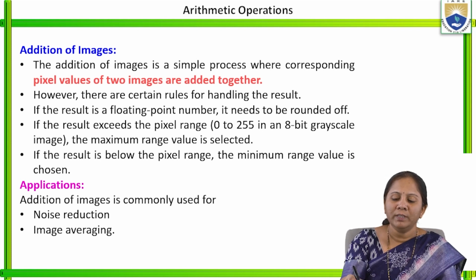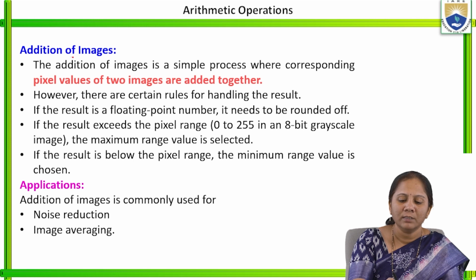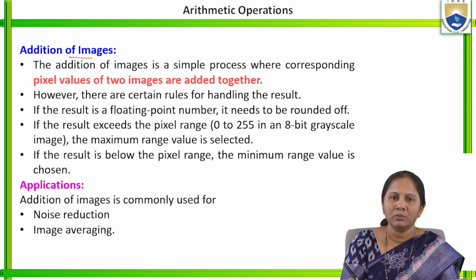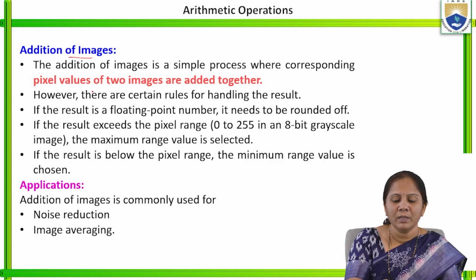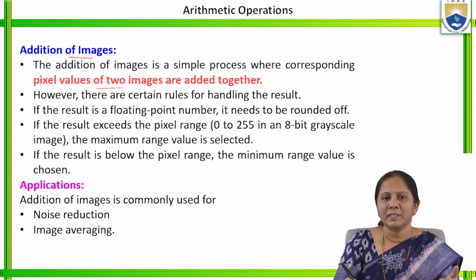Now, in the arithmetic operations, the first operation is addition. How do we perform addition between two images? The addition should be performed between the pixel values of the two images. That means the pixel value at (0, 0) of image 1 should be added with the pixel value at (0, 0) of image 2.